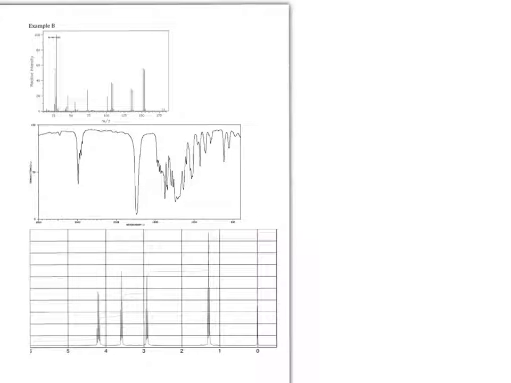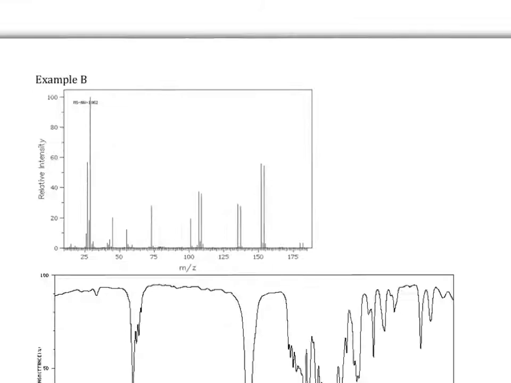Example 2, we've got a mass spec, an IR, and an NMR. Solve the structure. If we start with the mass spec, we can see from here, here, here, and even here, without even looking at the numbers really, that we've got a bromine in the molecule. See the peaks 2 units apart, equal intensity, bromine.